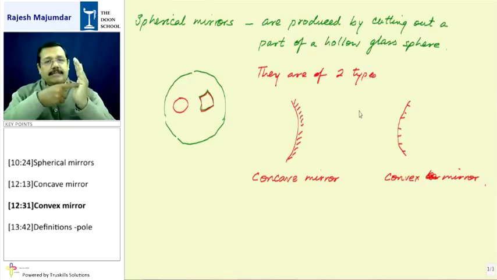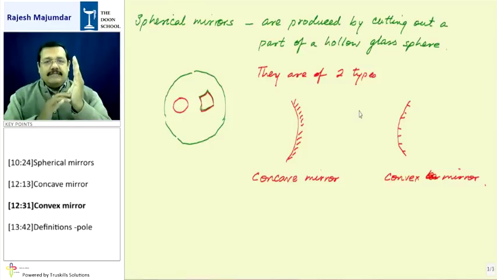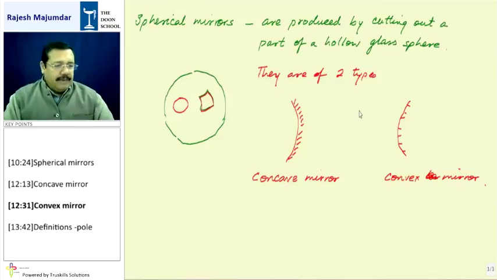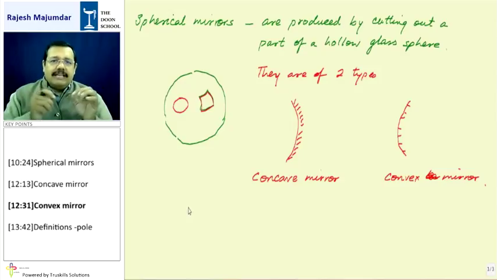So if the inner side is polished and the outer side is reflecting, then such a mirror will be called a convex mirror. And if the outer side is polished and the inner side is reflecting, then it is called a concave mirror. So you have to understand these structures. These are the two types of spherical mirrors that we are going to discuss, and we have to find out what are the quantities involved or related with such kind of mirror.